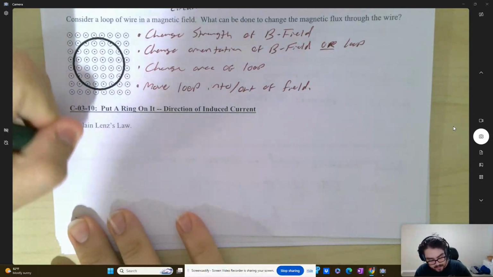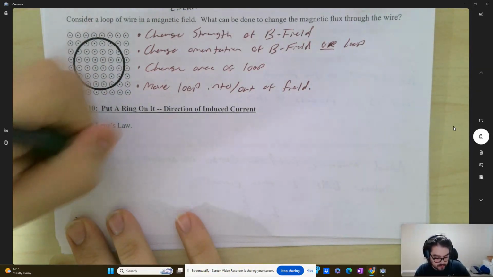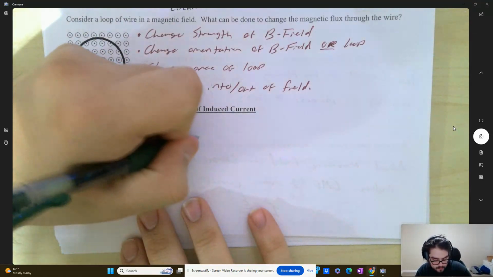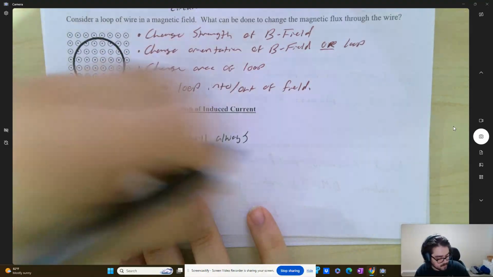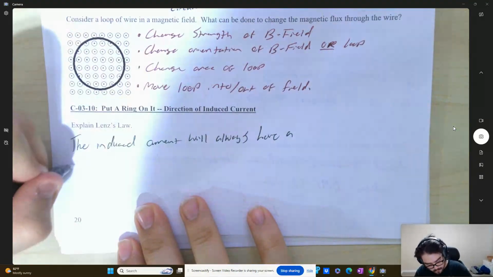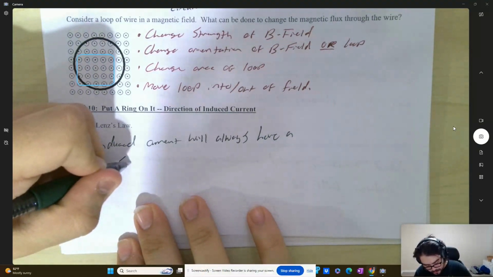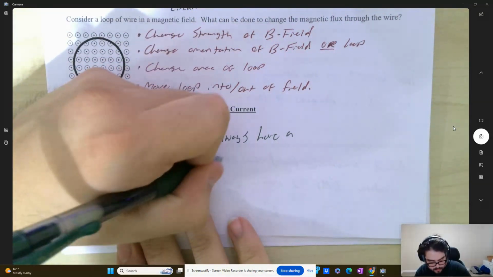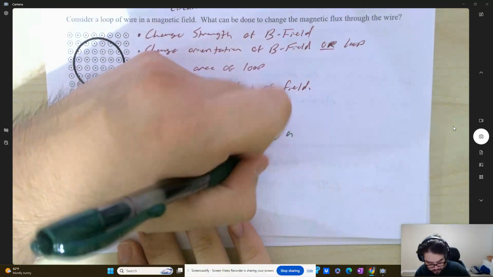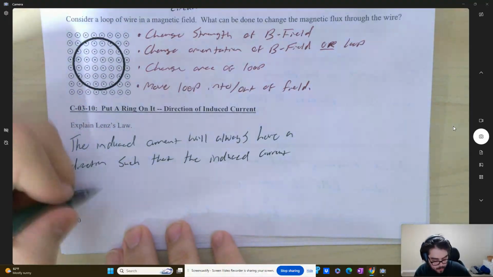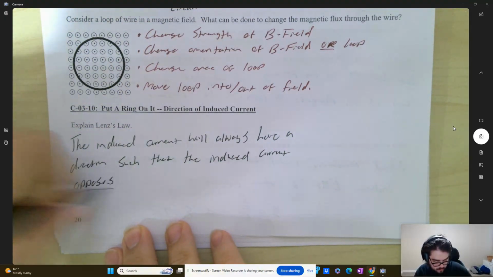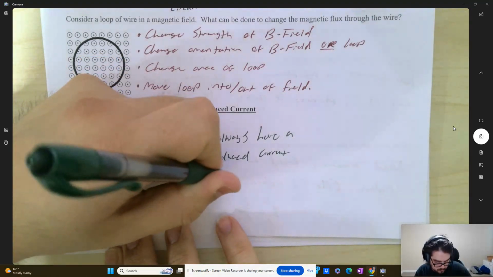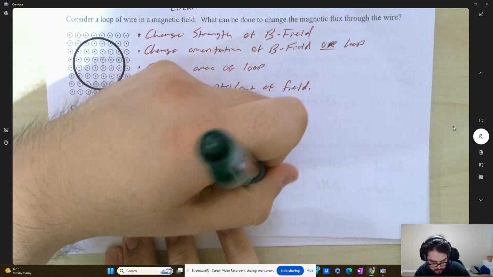He says the induced current will always have a direction such that the induced current opposes whatever mechanism changes the flux.